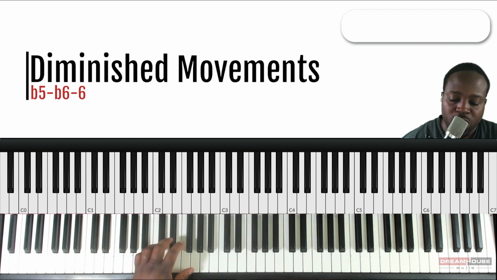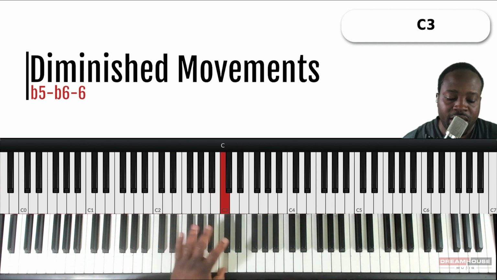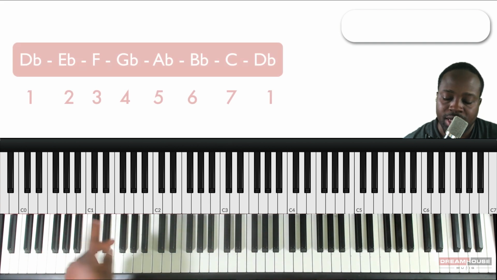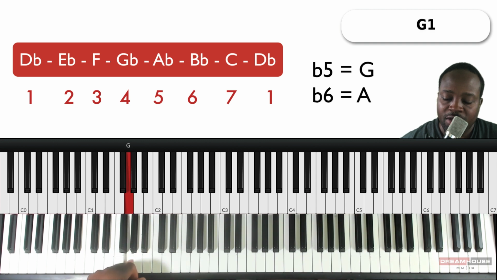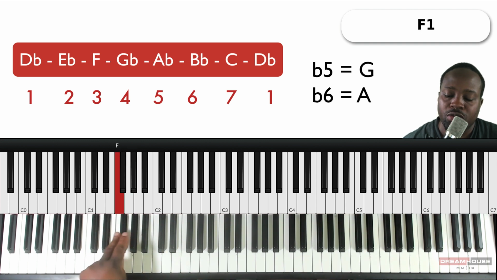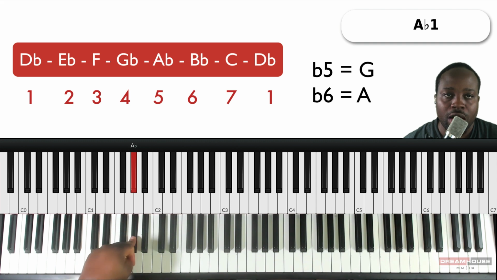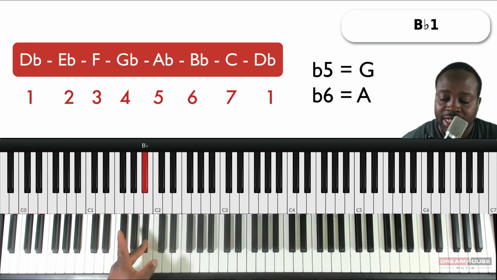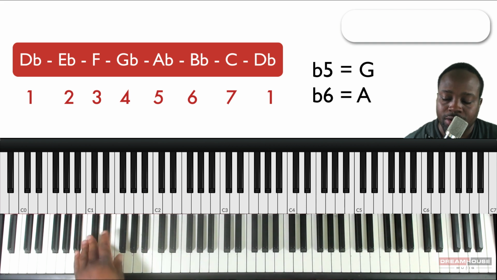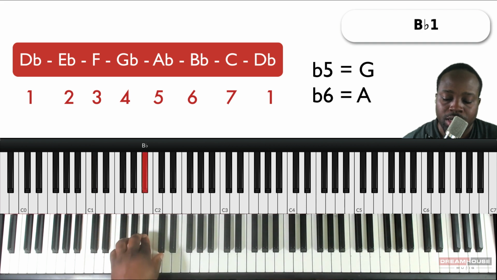So let's do it in the key of D flat. Always know your scale: 1 2 3 4 5 6 7 1. The movement is flat 5, flat 6, 6. Why is that flat 5? A flat is the 5 in the D flat major scale, so the flat 5 is one semitone lower, to G. Flat means lower. So flat 5 is a G, flat 6 is an A, and the 6 is a B flat. That's the progression.